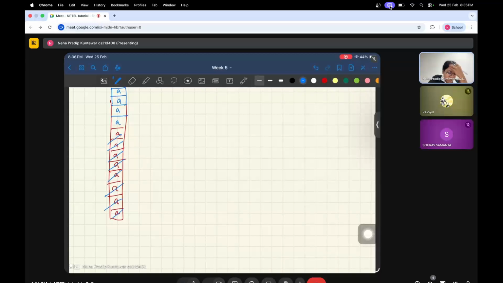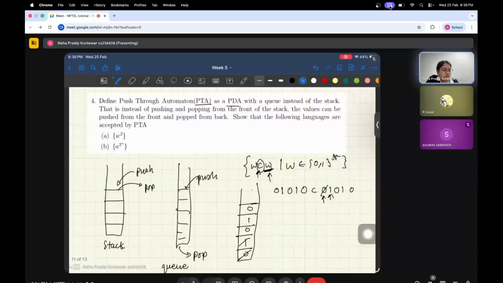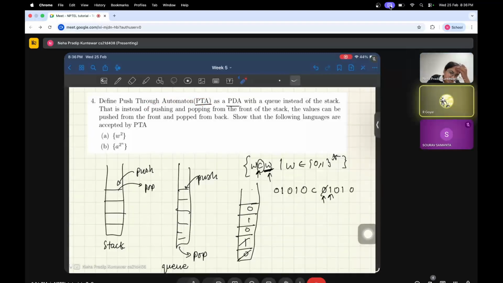Right, yes. And what's the name of this variation of the PDA? I don't know if this is a standard name that's there, but yes, push-through automata. Okay, right.